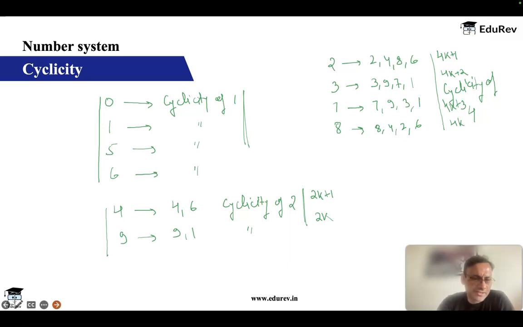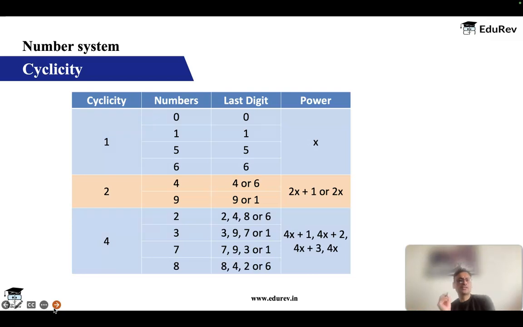Okay, so I've summarized this in the next slide. See this. This is finally the summary. Cyclicity can be 1, 2, or 4. 0, 1, 5, 6 have cyclicity of 1. So the last digit will be the same no matter what power you raise. Cyclicity of 2, 4 and 9: the last digit can be 4 or 6, or for 9 it can be 9 or 1.